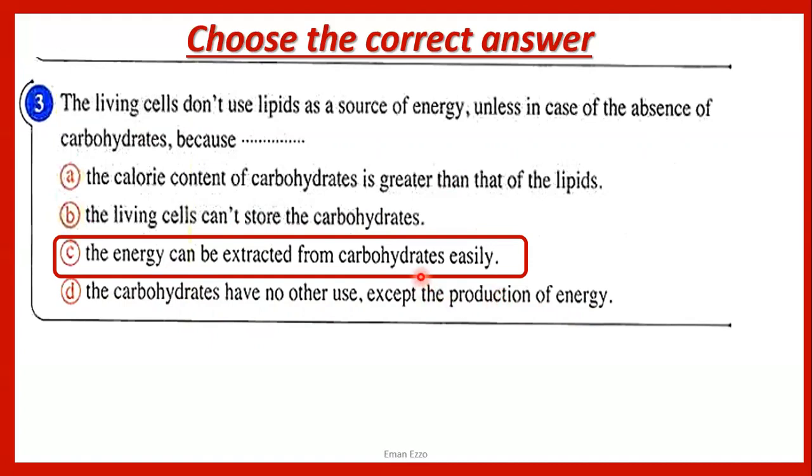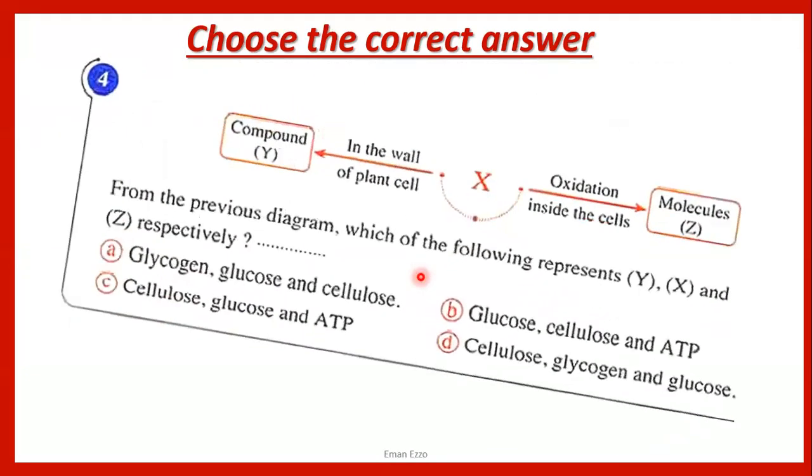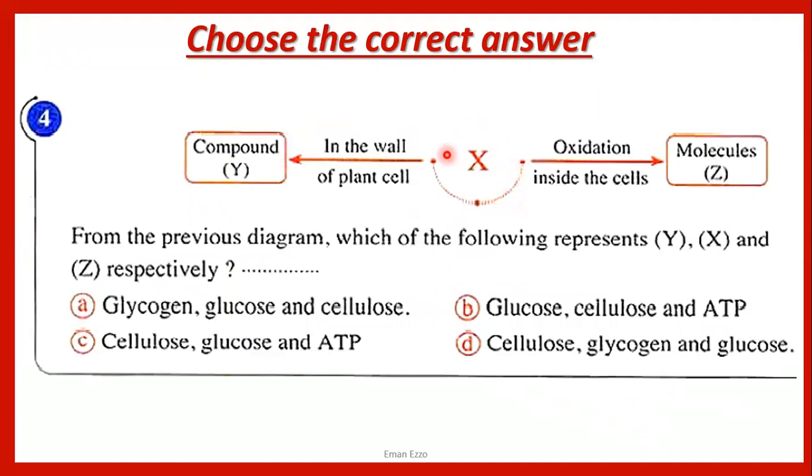Question number 4. هنا مديني diagram بيقول لي molecule X بيحصل لها oxidation inside the cell وبتطلع لي molecule Z and also it's enter in the wall of the plant cell وتديني compound Y. From the previous diagram, which of the following represents Y و X and Z respectively؟ يعني بالترتيب. هنا A glycogen, glucose, cellulose; glucose, cellulose and ATP; cellulose, glucose and ATP; cellulose, glycogen and glucose.